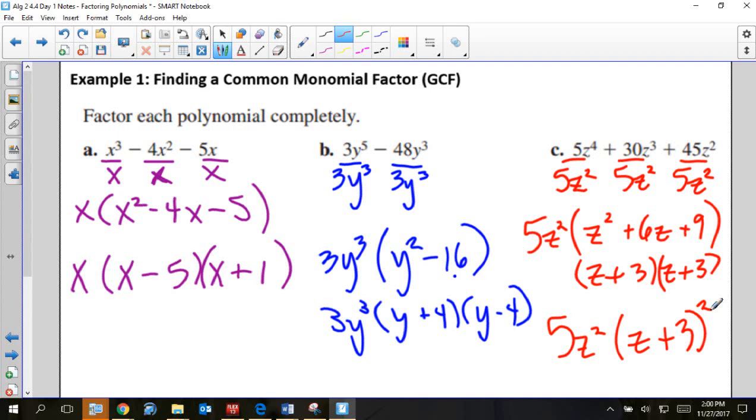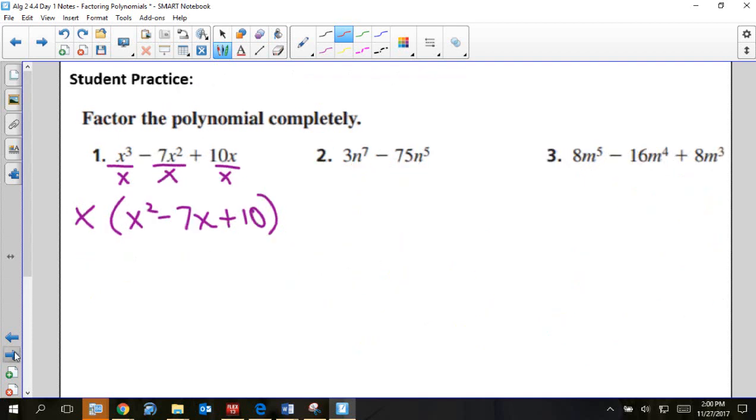So you've seen practice 1, 2, and 3. You've got 2 minutes to answer 1, 2, and 3. I've already started one for you. First step, always greatest common factor. Then factor what's left over. 1, 2, and 3.